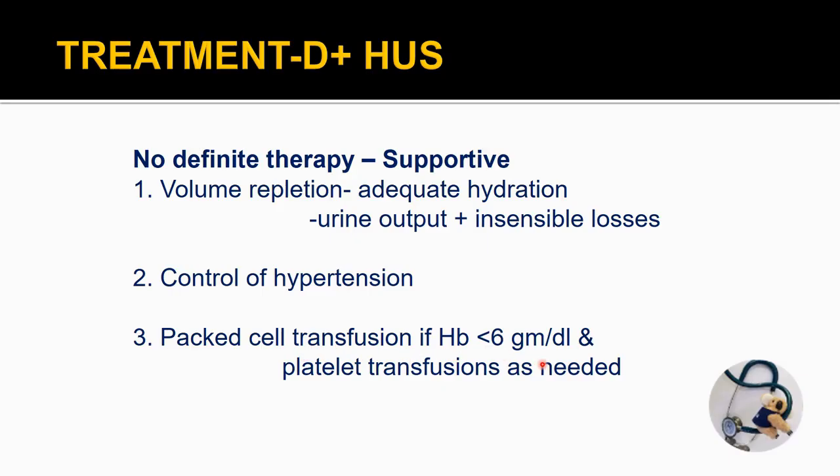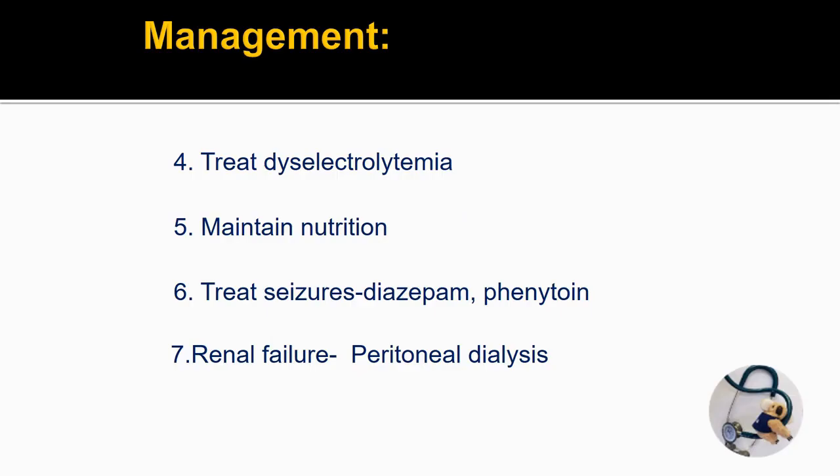Packed red cell transfusion is done if hemoglobin is less than 6 gram per deciliter. Treat dyselectrolytemia. Maintain the nutrition. If there is convulsion or seizure, then control the seizures with anticonvulsants. And for renal failure, you go with peritoneal dialysis, and in children, peritoneal dialysis is quite helpful.